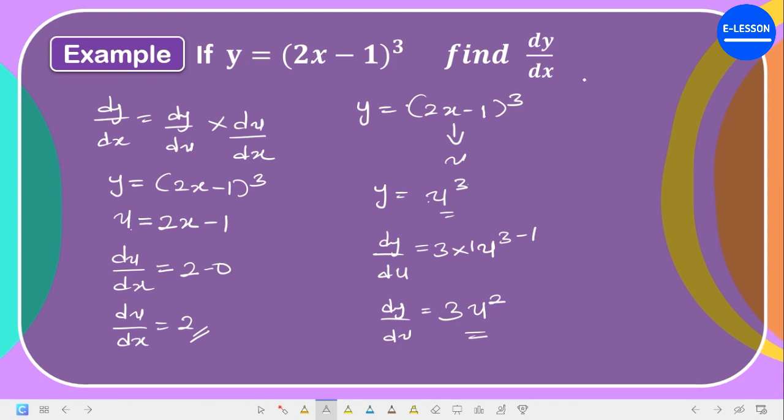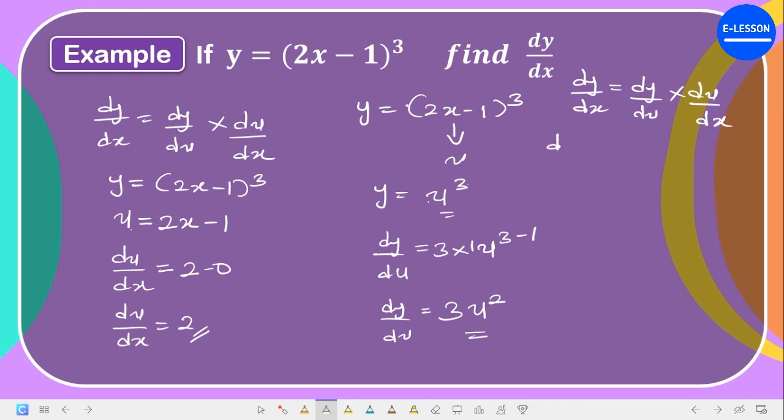Hence, substituting, the formula says dy/dx is equal to dy/du times du/dx. Now, why is it like that? If you use du to cancel du, what are you left with? dy/dx. So dy/dx equals dy/dx. So the equation is consistent dimensionally.